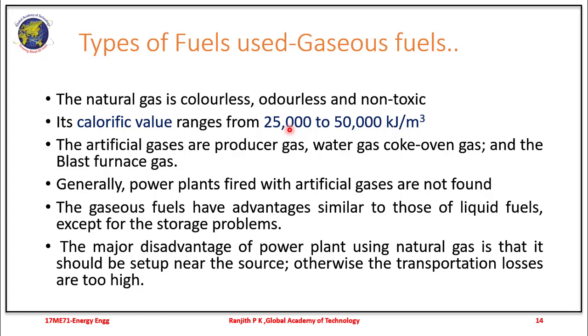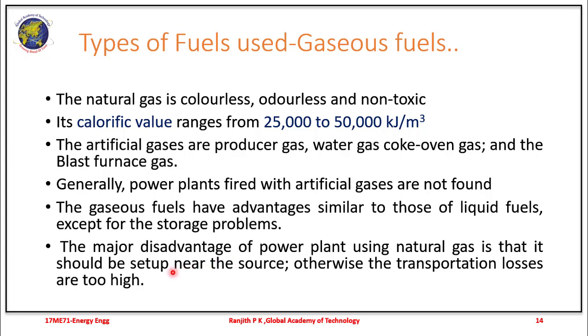However, attempts have been made to produce gas by artificial means, usually including producer gas, water gas, coke oven gas, and blast furnace gas. But the commercial application of these artificial gases for a power plant is not found. The gaseous fuels have advantages similar to those of liquid fuels, except for the storage issue.